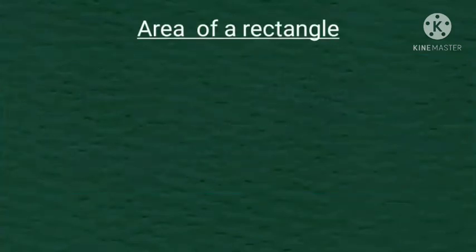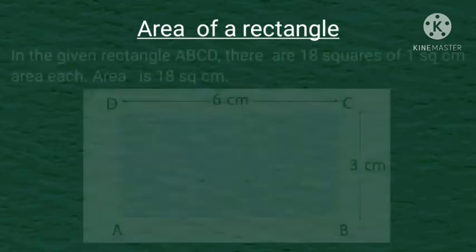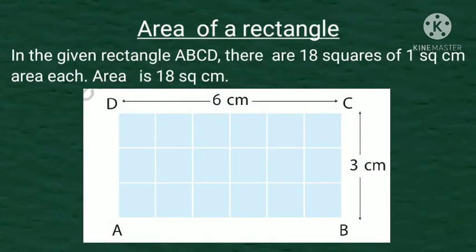Area of a rectangle. In the given rectangle ABCD, there are 18 squares of 1 square centimeter area each. So, its area is 18 square centimeter. Please listen. Then count the number of unit squares in each row. There are 6. Count the number of unit squares in each column. There are 3.